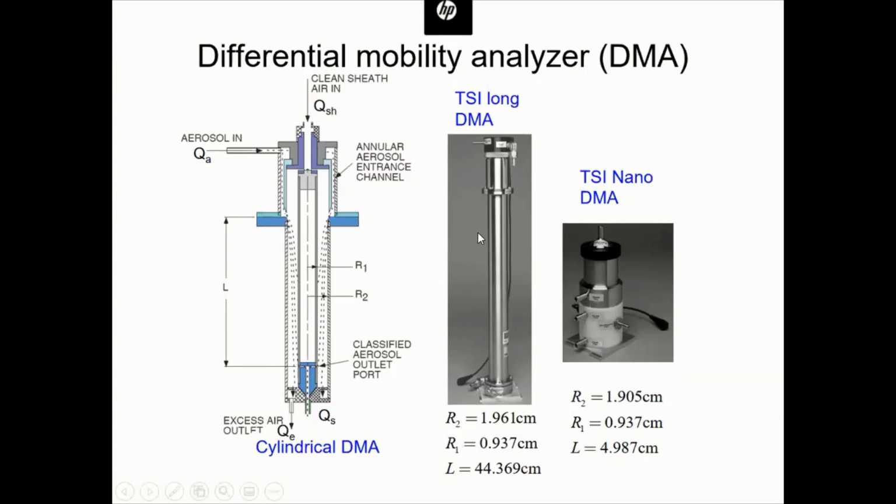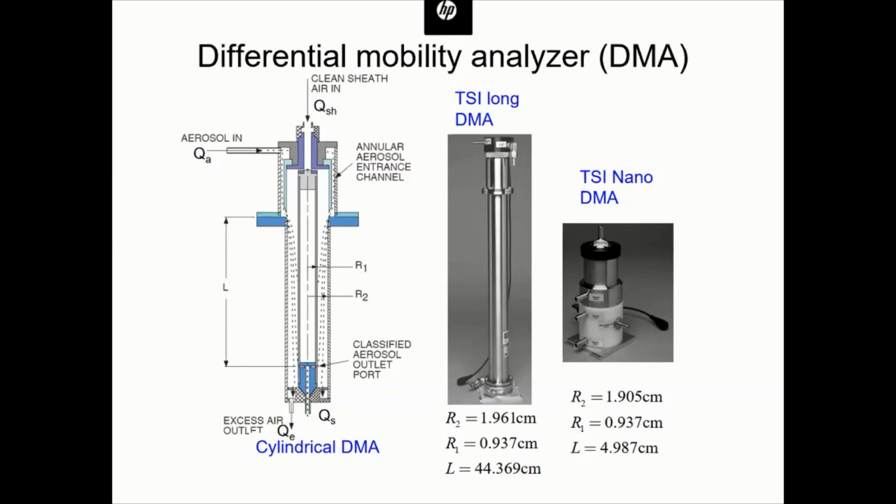Consider the major difference between this one and the impactor, right? The impactor uses inertia, so particles have to be heavy or large enough to get collected onto the stage, and then you can measure the mass. But with this one, you just need to scan the voltage applied onto the electrode, and then you can get a wide size range of particles. So they use different forces: one uses inertia, the other uses electrostatic force.